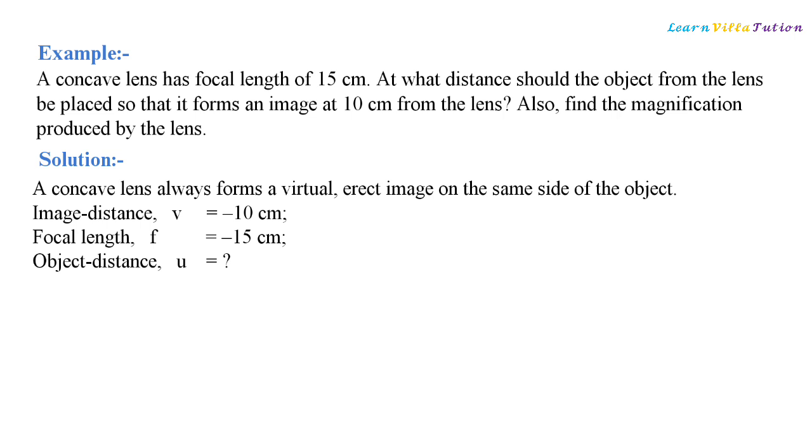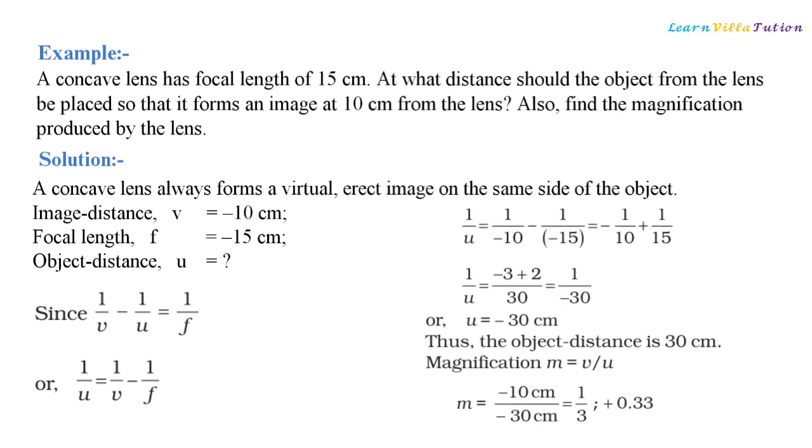Image distance v is equal to minus 10 centimeter. Focal length f is equal to minus 15 centimeter. Now we find object distance u. Since lens formula 1 upon v minus 1 upon u is equal to 1 upon f, or 1 upon u is equal to 1 upon v minus 1 upon f, putting the given value, 1 upon u is equal to 1 upon minus 10 minus 1 upon minus 15 is equal to minus 1 upon 10 plus 1 upon 15.